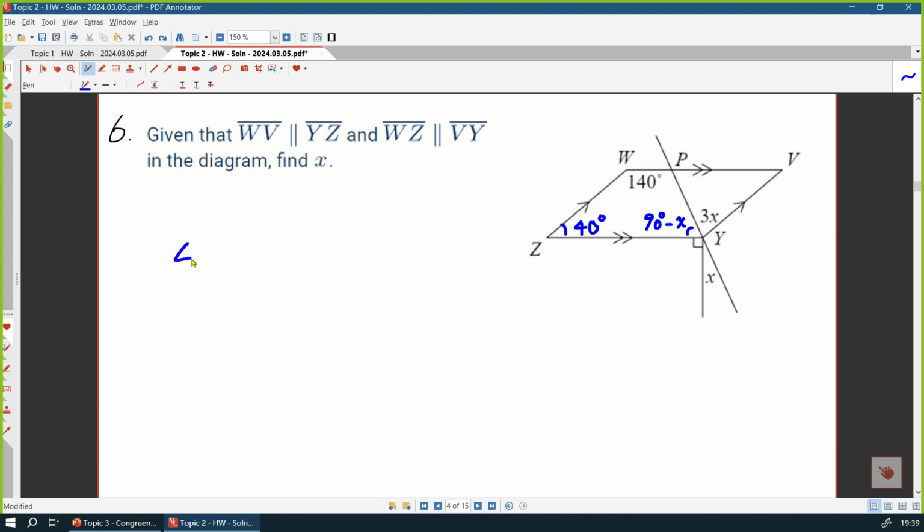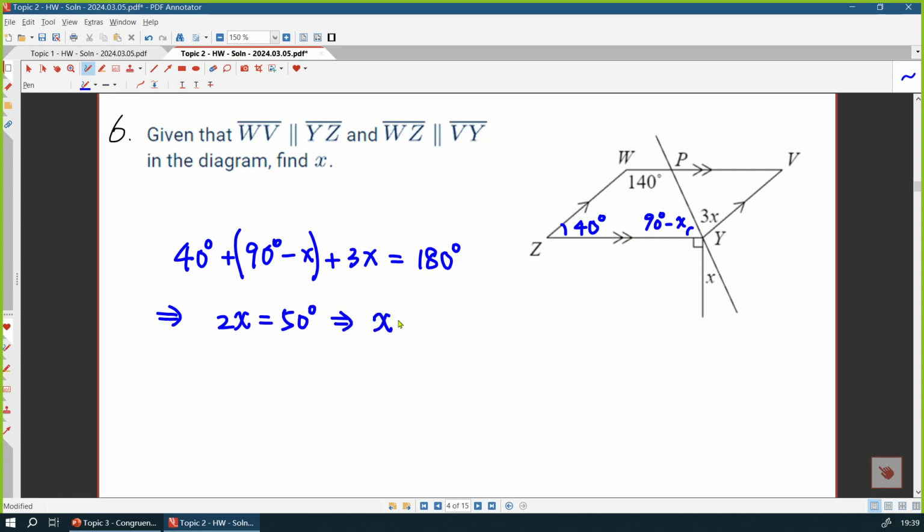So we have 40 degrees plus 90 degrees minus X plus 3X should equal 180 degrees, right? Again, because they are the same side interior angles. So this gives us an equation with respect to X, which means 2X equals 50 degrees and X equals 25 degrees, right? Do not forget to specify the unit.